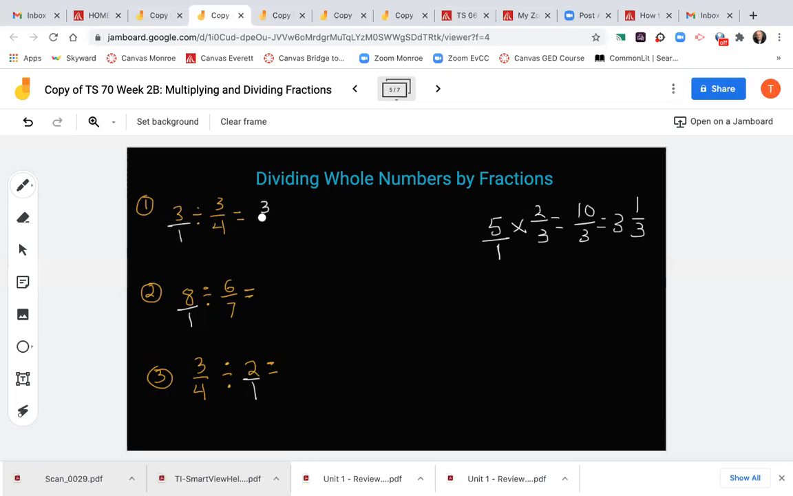3/1 times the reciprocal of the divisor. I'm dividing 3/4 into 3/1, so the reciprocal is 4/3. These cross cancel to 1 and 1. I've got an answer of 4. So that's how you do whole numbers. Let me try to move on here.